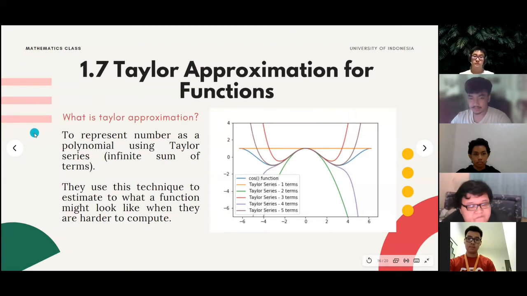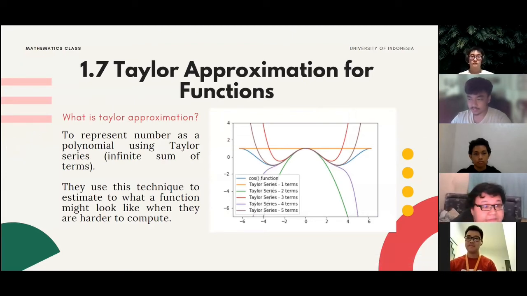Okay, so we have the Taylor approximation for functions. This is a form of approximation if we want to see the general value of a number. It represents a number as a polynomial using the Taylor series. The Taylor series is an infinite sum of terms, and we use this when we want to look at different things that are harder to compute.